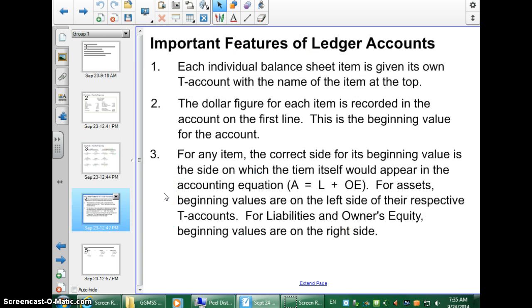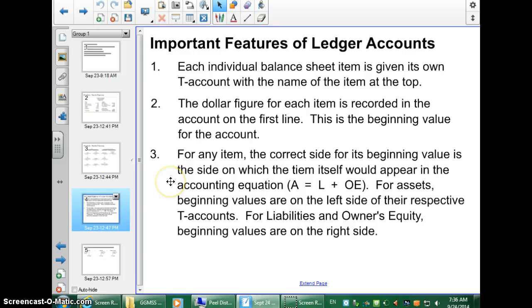Here are the important features of ledger accounts. One, each individual balance sheet item is given its own T account with the name of the item at the top. Two, the dollar figure for each item is recorded in the amount on the first line, or the first entry, on the left hand side if it's an asset account, and on the right hand side if it's a liability or owner's equity account.